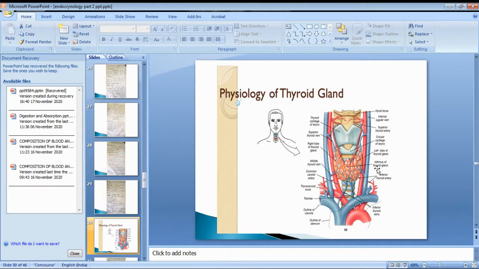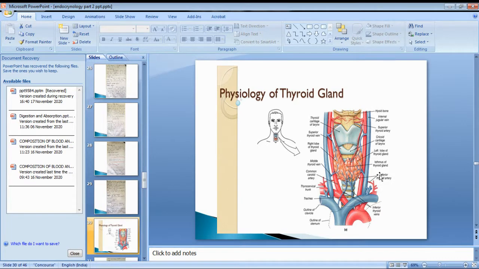The gland is composed of two types of cells. One is follicular cells and the second one is parafollicular cells. Now let's discuss follicular cells. These are circular cells lined by epithelial cells.